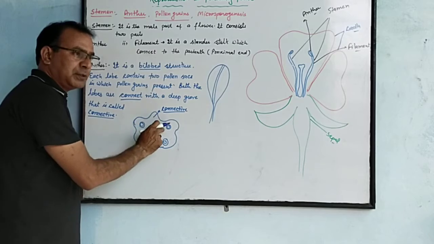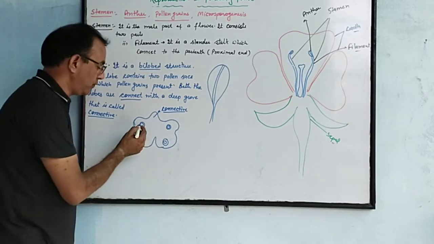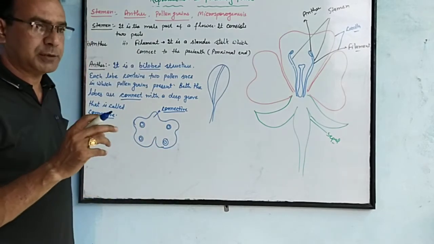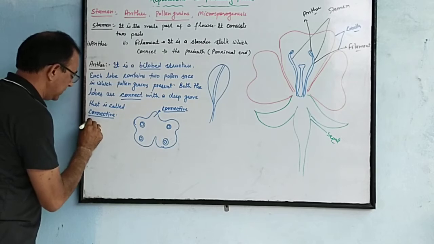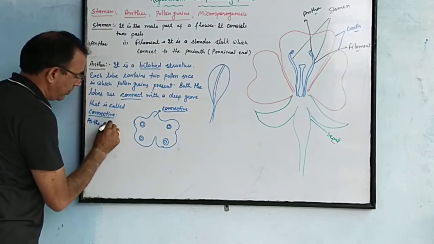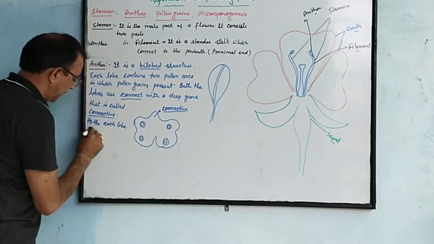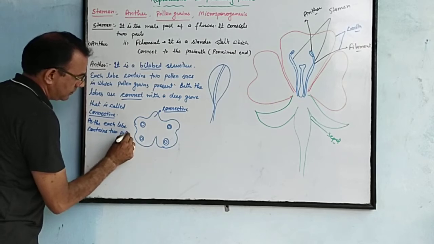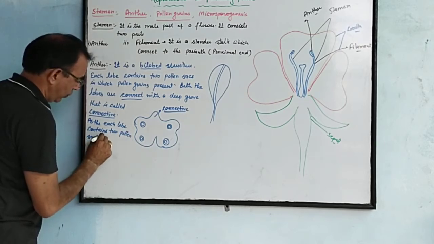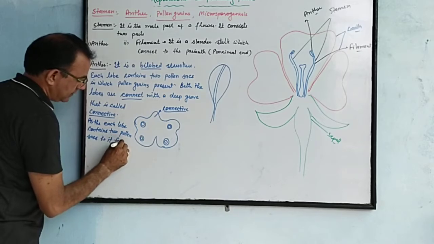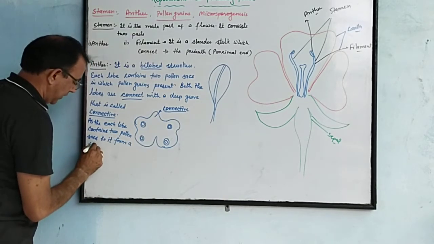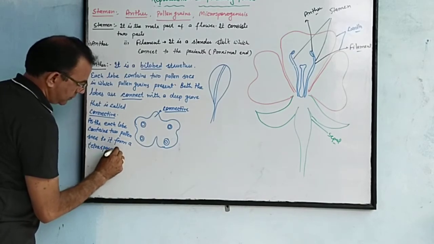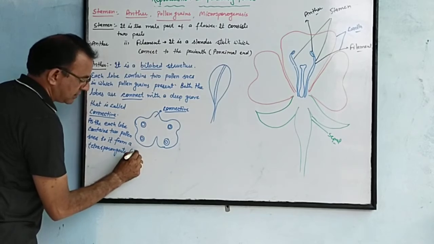So it is tetrasporangiate, meaning a tetrad structure, four pollen sacs present. As each lobe contains two pollen sacs, it forms a tetrasporangiate. You can say that it is a tetrad structure.